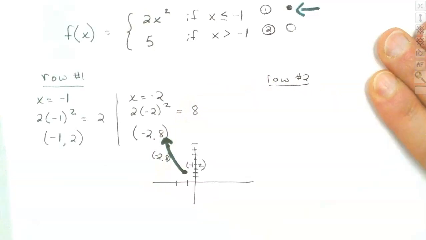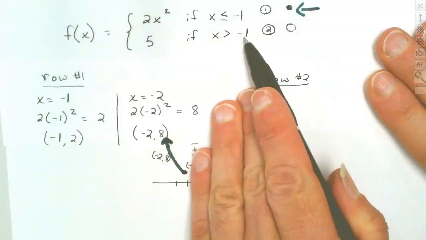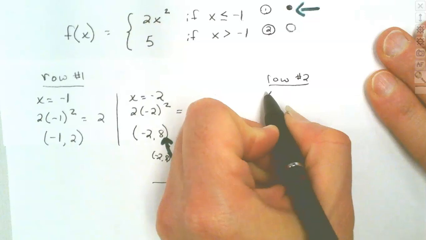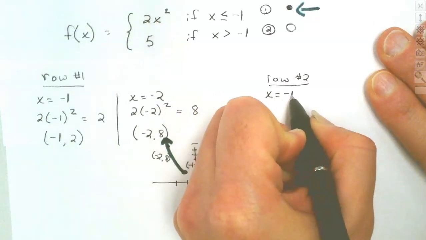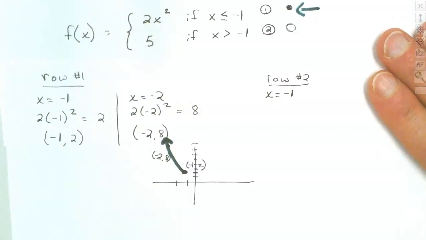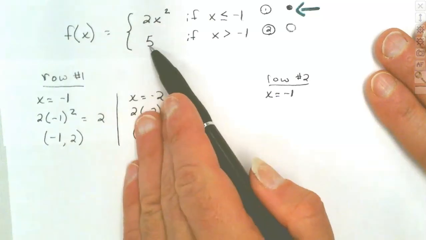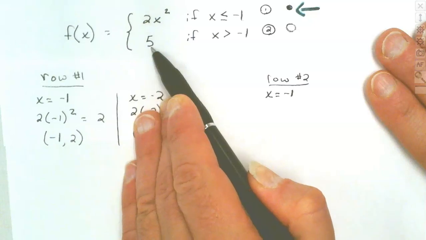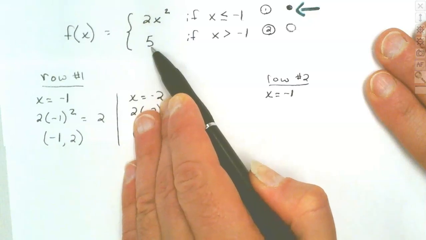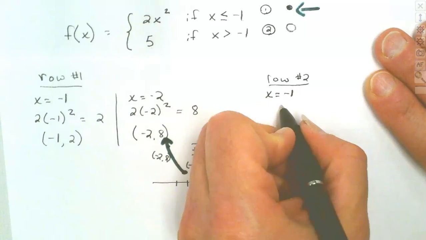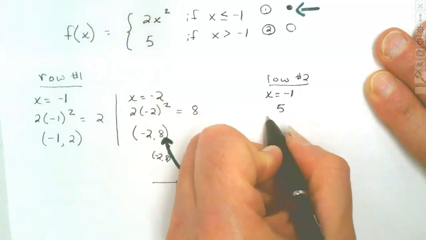Well, for row number 2, we plug in our values. And we plug in a -1. Now, row number 2 is a constant function. So it doesn't matter what we plug into row number 2. What do we get out? 5. It's a constant value. So if I plug in -1, what do I get out? 5.